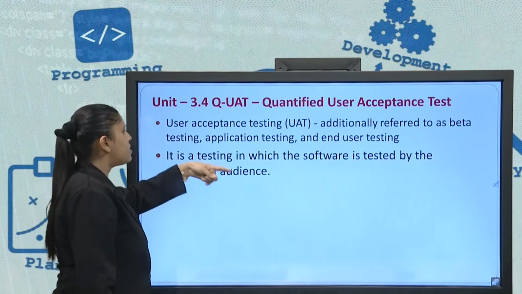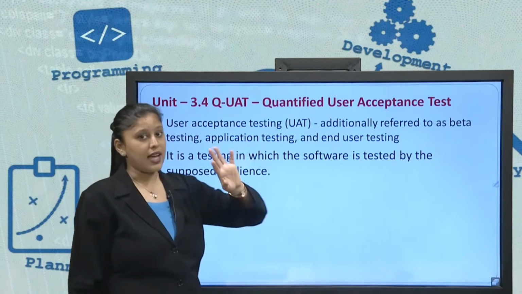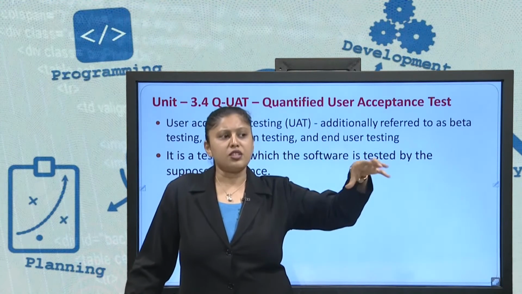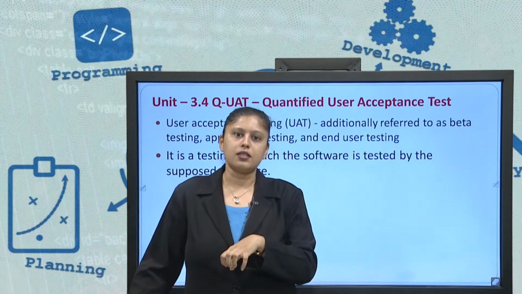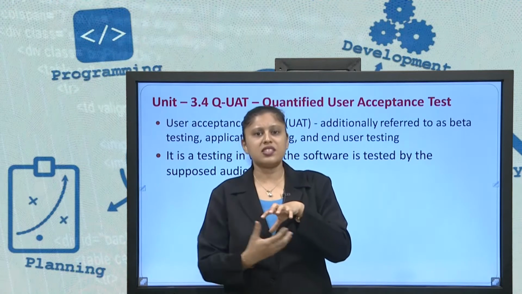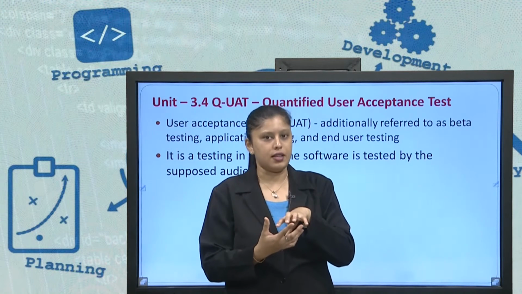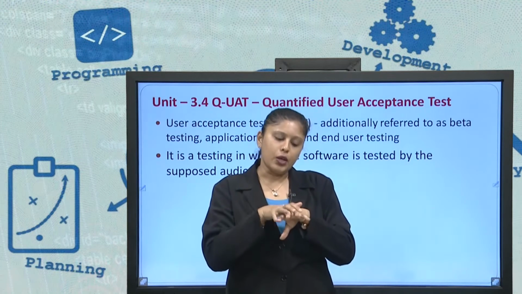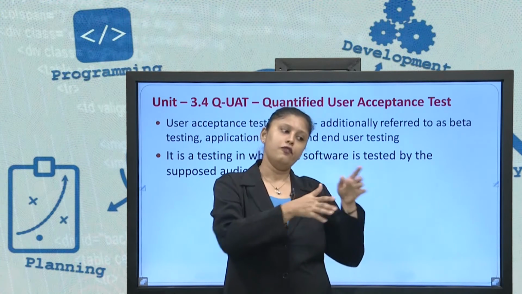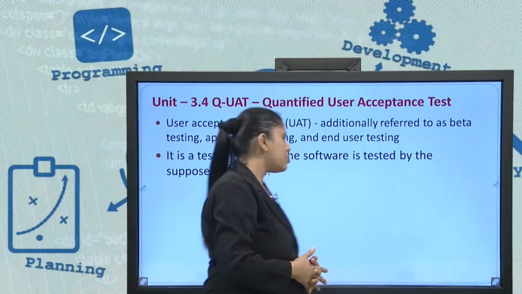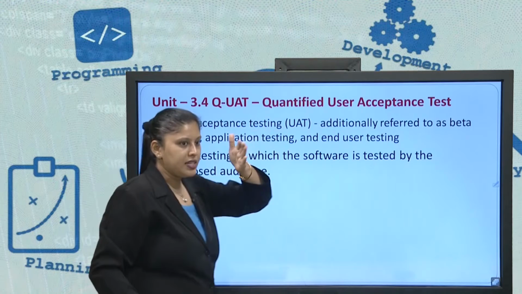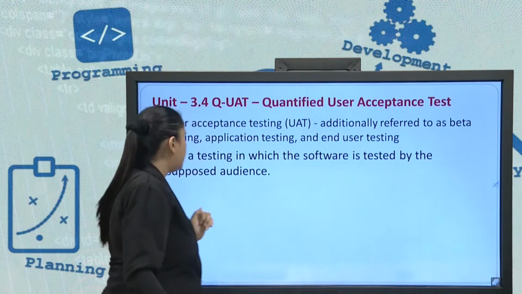It is testing in which the software is tested by the supposed audience. What is beta testing? Beta testing is testing done outside my organization by people who are not inside my organization. If my product is tested by people residing inside the organization, then I call it alpha testing. But beta testing is where the targeted audience to whom I am going to present my product will be testing it. That is called beta testing, and this user acceptance testing is the same. It will be tested by the targeted audience.